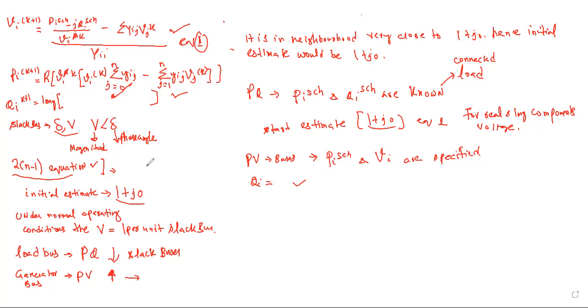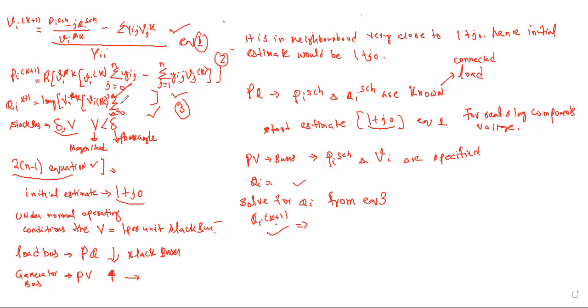And once you solve for Q_i, you can get the value of Q_i^(k+1). Let these be equations 1, 2 and 3, and solve Q_i from equation 3. This equation is the imaginary part only, with V_i conjugate to the k, the same thing as before, summed over j equal to 0 to N of V_ij, minus this term.